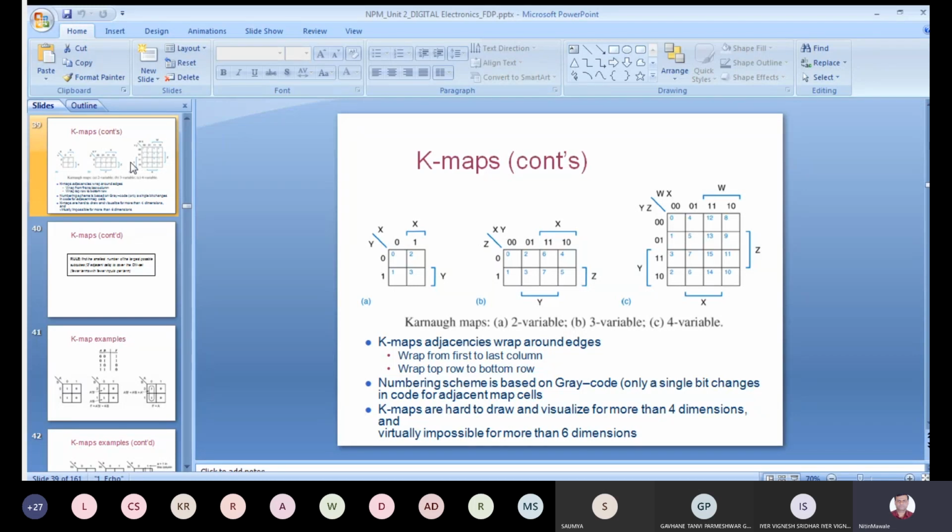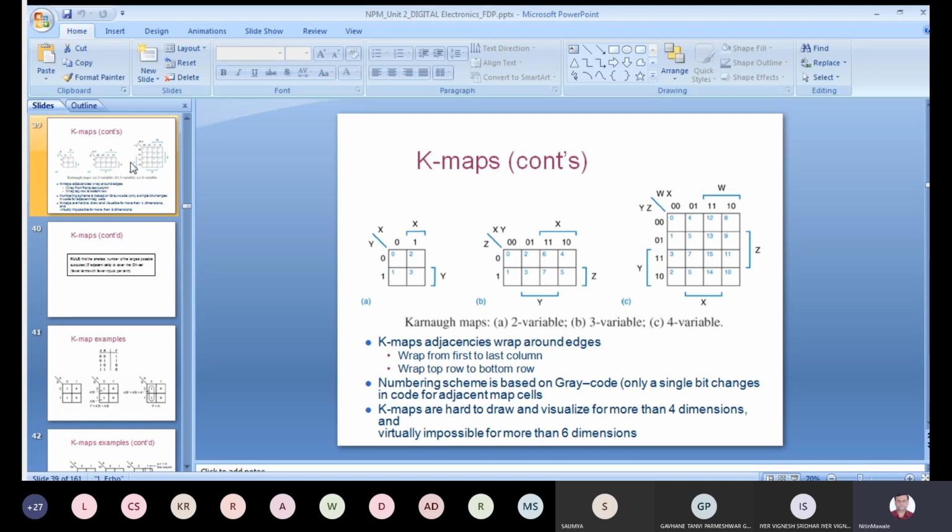So similarly again, here we can take the first quad with 3, 7, 15, 11. So the answer is R into S. Then the next quad is 13, 9, 15, 11. So for that the answer is P into S. Then 5, 13, 7, 15 is another quad. So for that the answer is Q into S.